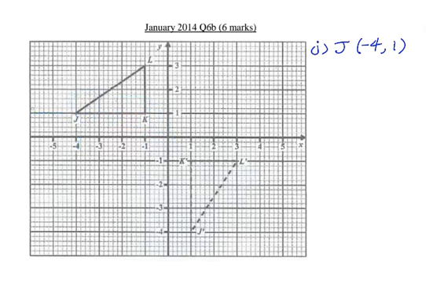Next, we're asked to state the length of K prime L prime of triangle J prime K prime L prime. So we're asked to state the length of K prime L prime, which is the length here, and we can see that this is 2 units. So I can say that K prime L prime is 2 units long.